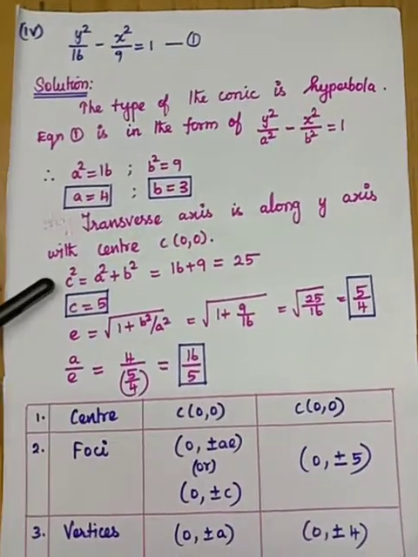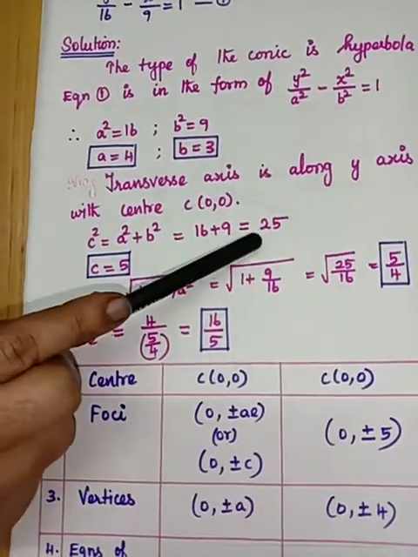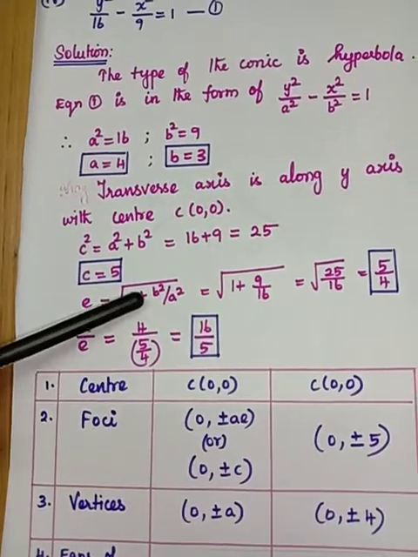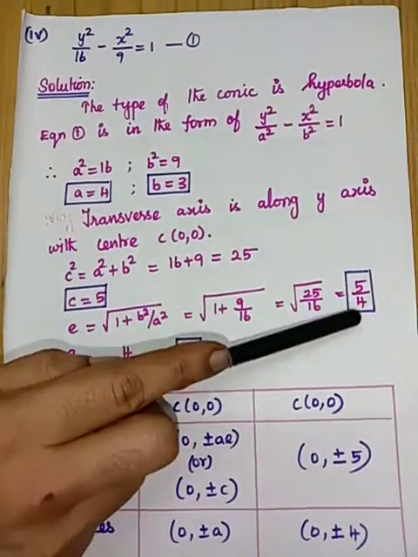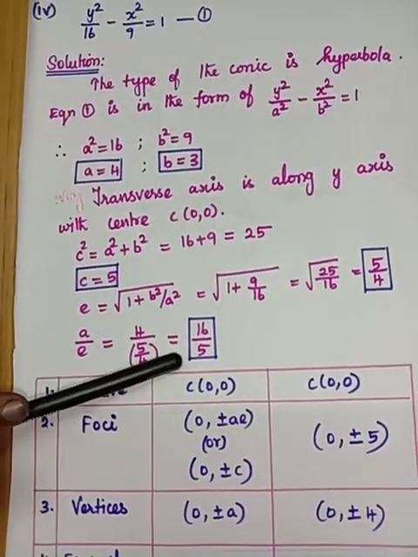Next we have to find out c squared. What is it? a squared plus b squared. So that is 25. c is equal to 5. e, using the formula square root of 1 plus b squared by a squared, you get 5 by 4. And a by e is equal to 16 by 5.